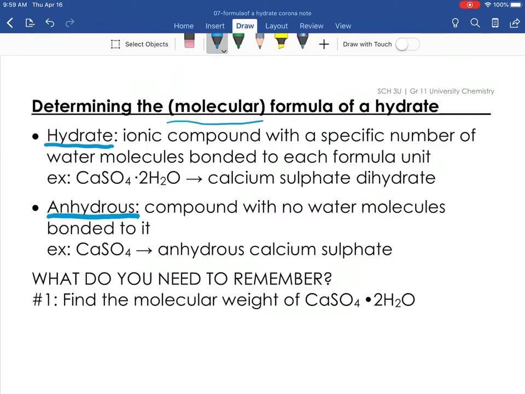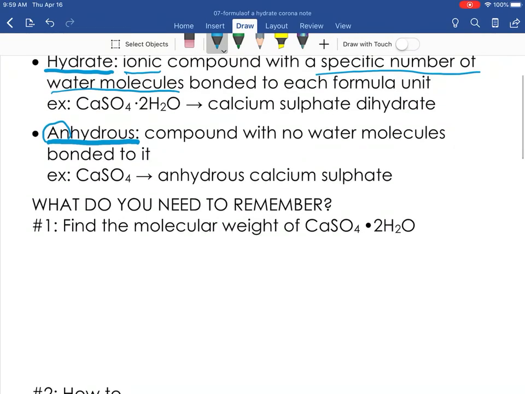So when you have a hydrate, it's always going to be an ionic compound that has a specific number of water molecules attached, and we're going to look at a way today to calculate how many water molecules there are. So anhydrous, this AN prefix usually means not. Anaerobic is no oxygen, for example, when you see that in science. So anhydrous means a compound with no water molecules bonded to it.